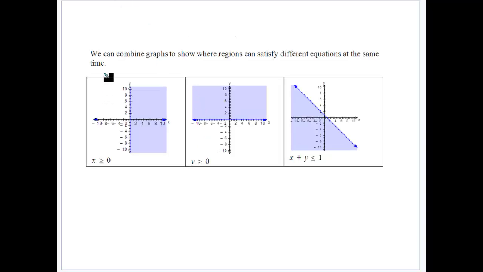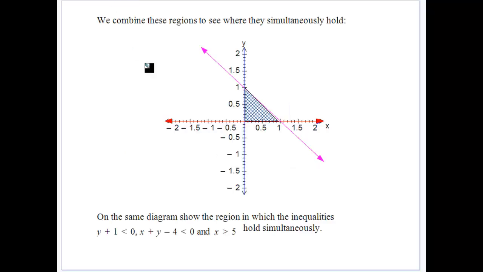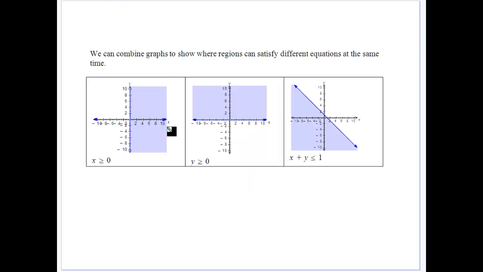Now, we can also do ones where we need to combine different regions to get the places where they overlap. So consider this: x is greater than or equal to 0, y is greater than or equal to 0, and x plus y is less than or equal to 1. When we have that, we're going to see where they hold simultaneously. Where do these inequalities hold simultaneously? It would be that triangle. You can see when you overlap them, it's going to be that triangle in there.